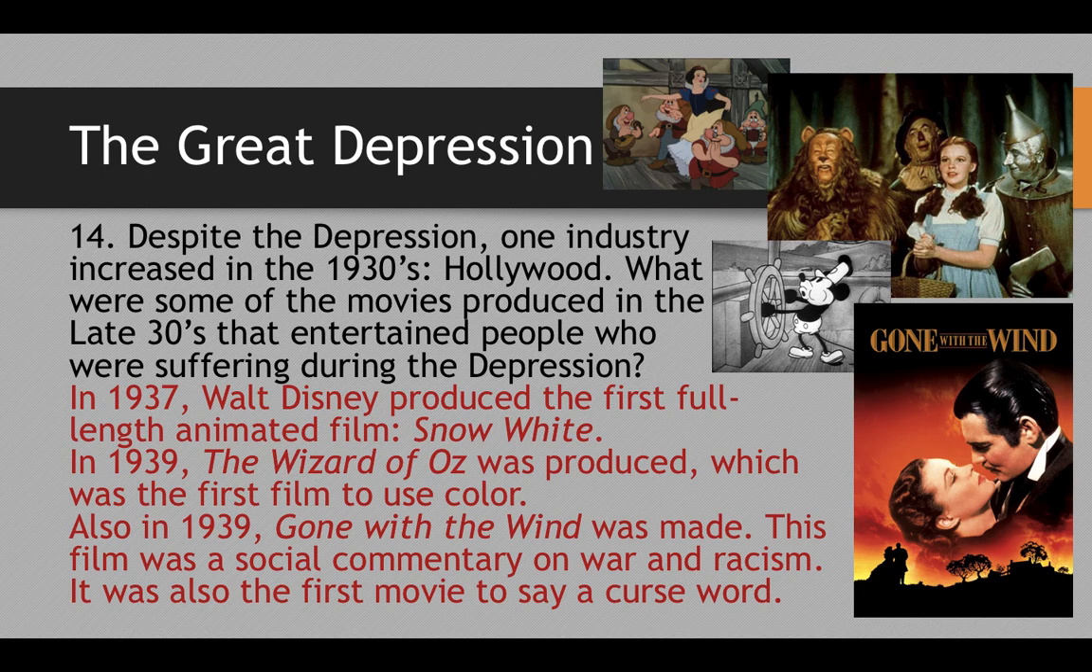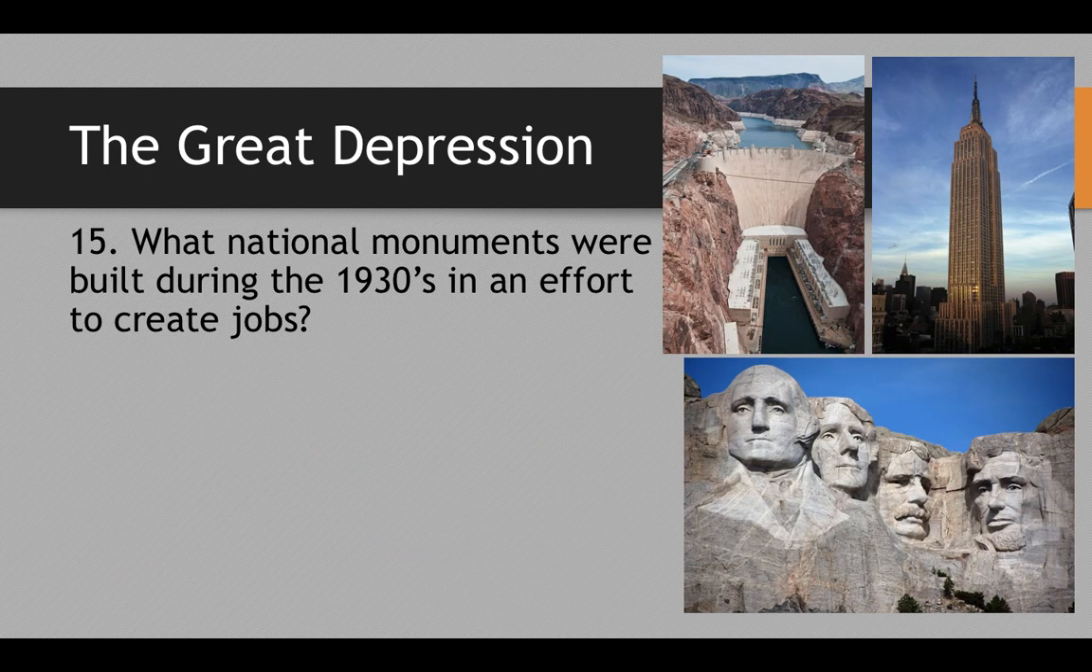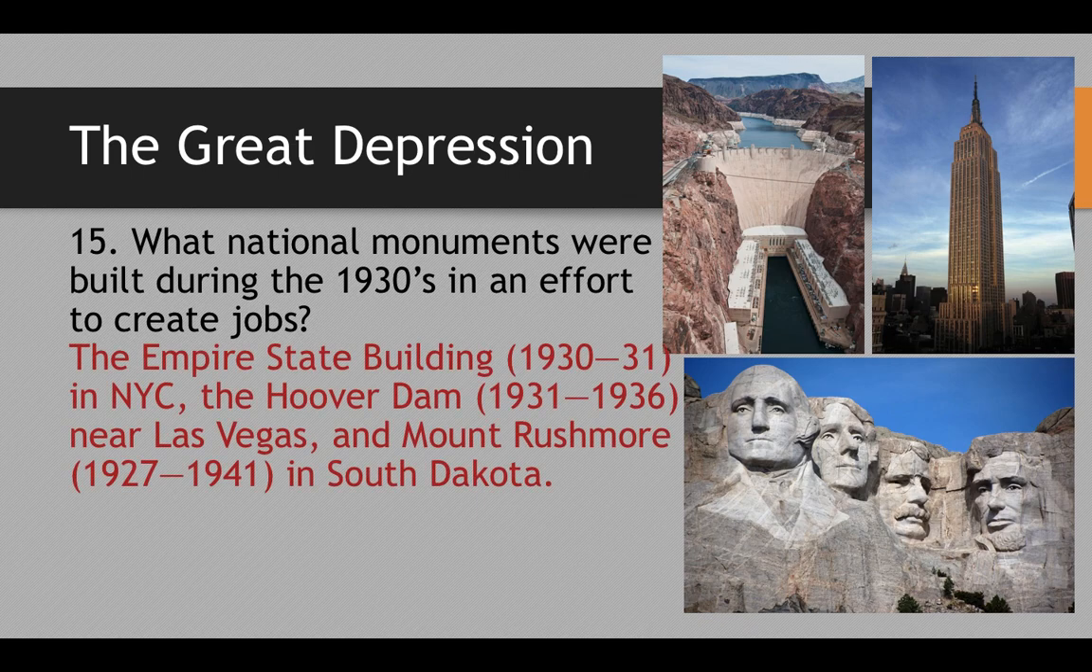Got Steamboat Willie, got Snow White, and then also you have a lot of national monuments being built during the 1930s in an effort to create jobs. One was the Empire State Building, 1930 to 31. Hoover commissioned that in order to create more jobs in New York City, to build this skyscraper that has become an emblem of New York City, the Empire State Building. Also the Hoover Dam. It was commissioned by Hoover and then continued by FDR. And that's right here off Lake Mead, very useful.